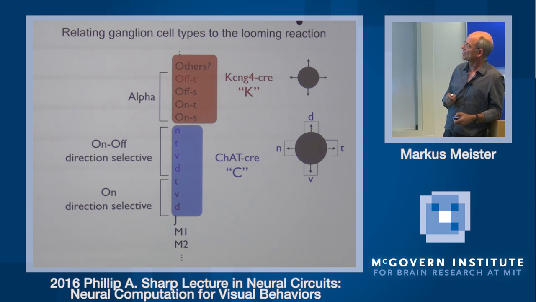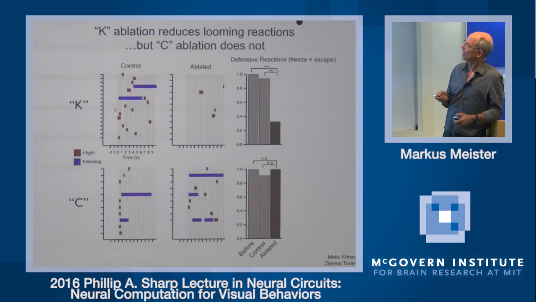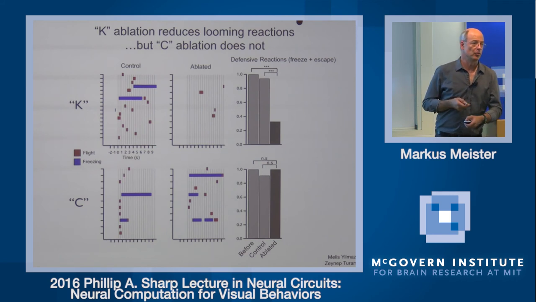So what are the effects of making these two ablations on the behavior of the animals? The K ablation turns out to reduce the looming reactions by a large factor, by about two-thirds or so. Both freezing and escaping are affected by ablation of these neurons, whereas the other major ablation, where you eliminate all the starburst amacrine cells, has no effect on the behavior of the animal under looming stimuli.